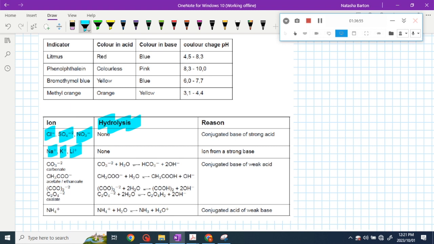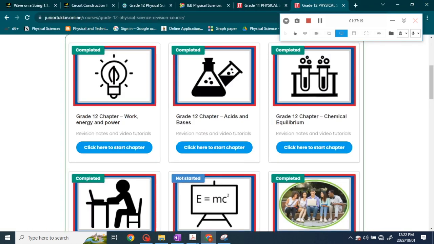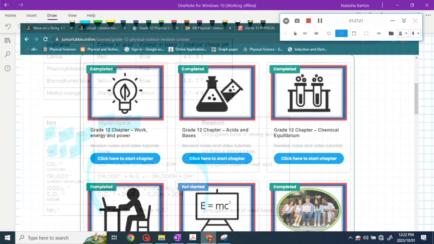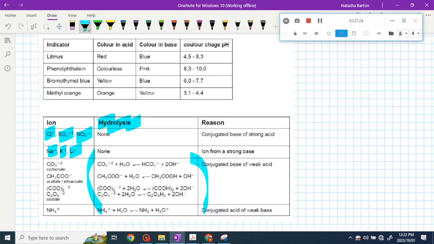Please go and learn this off by heart, okay? But your carbonate ions, your acetate ions, your oxalate ions, or your ammonium ions, they do undergo hydrolysis, and here are the reactions that you can use. Please go through this, and if you battle with this, I copied this from Dr. Swanepoel's notes, the same person I keep referring to when I refer to this chapter. So please go and watch that chapter so that you know your acids and bases very, very well.